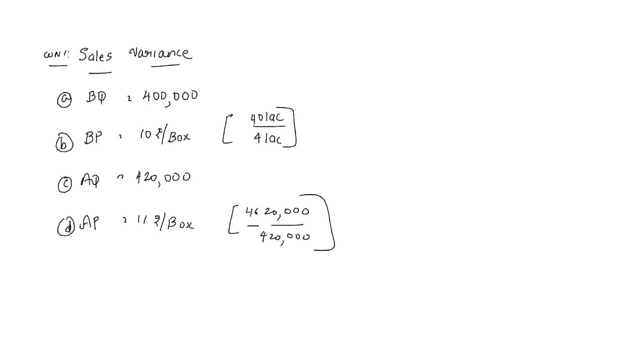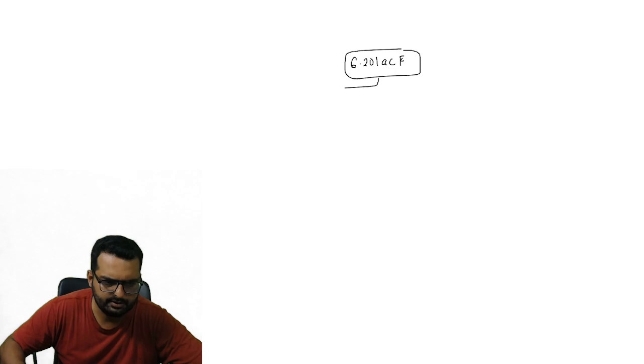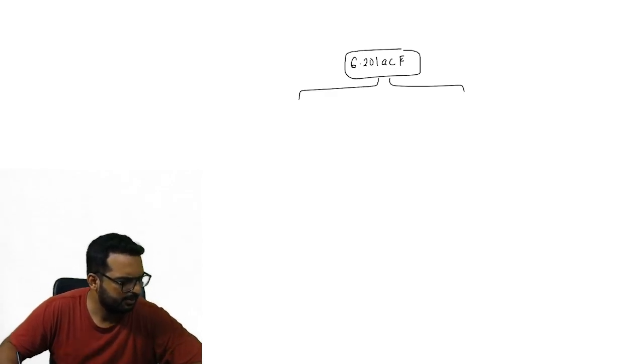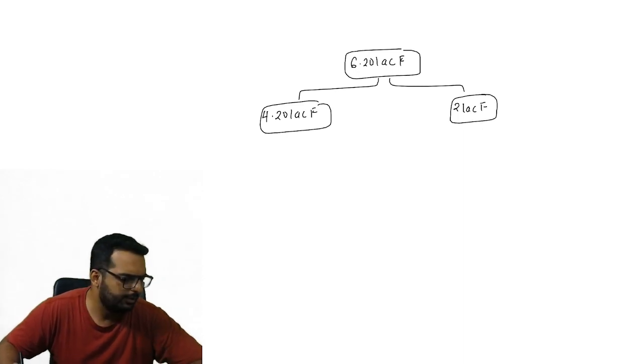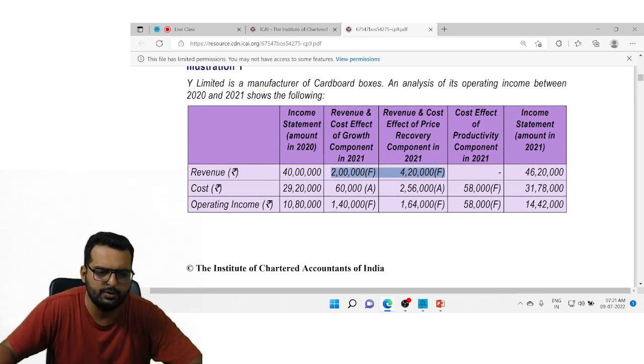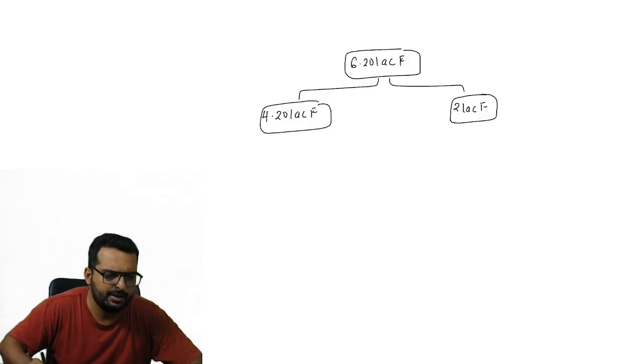Tell me all the sales variances, okay? Do you get the answer as 6 lakh favorable? And what do you get inside that? Do you get 4.2 lakh favorable? Is it 6.2 lakh favorable? Inside that, how much is it? 4,20,000 favorable, is it? So the other one would turn out to be how much? It will be 2 lakh favorable. Am I right? Let's just check the question. Look at this. Do you get the same answer over here also? So these are nothing but the price variance and the volume variance.